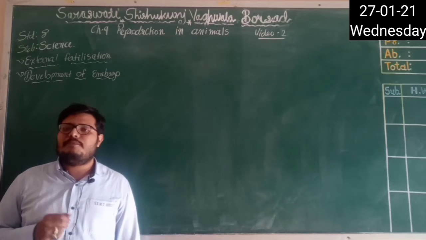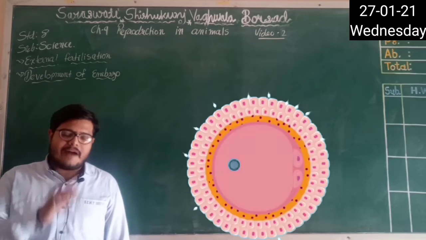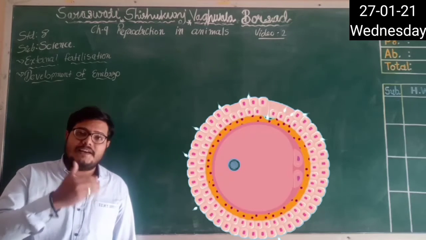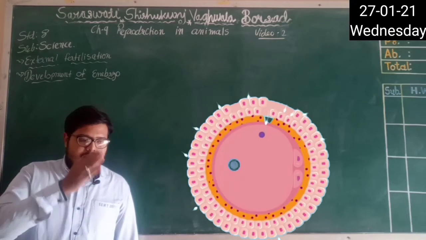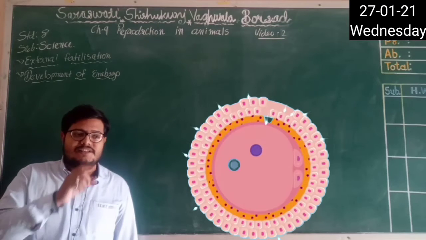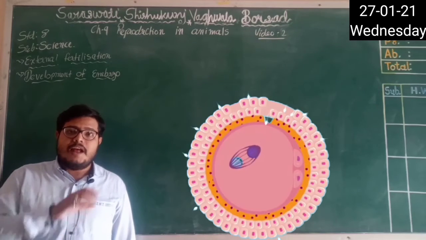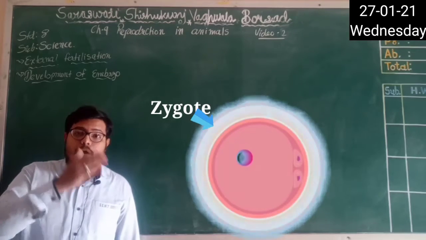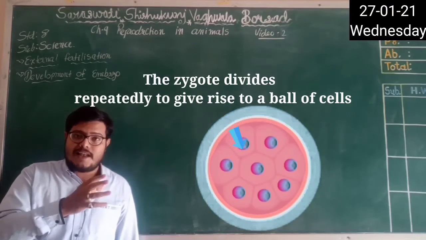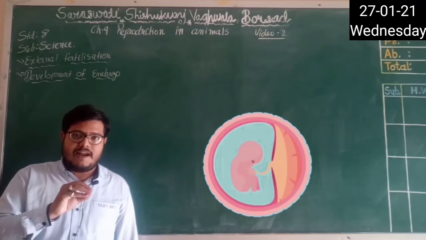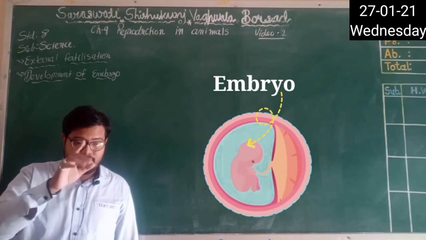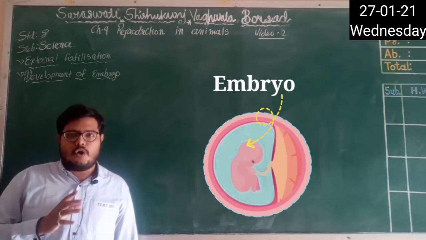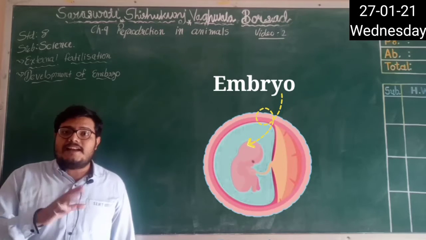Now let's talk about the development of the embryo. As we all know, after fertilization, the first step is the zygote. Now that zygote will rapidly divide into cells, which means there will be cell formation inside the zygote. Now the cells will make groups, and we all know a group of cells is a tissue. So from the zygote they will form cells, and cells will make different tissues. Now these tissues will start the formation of the body, in a small size. It will start the formation of the body of that particular animal, and that is your embryo.